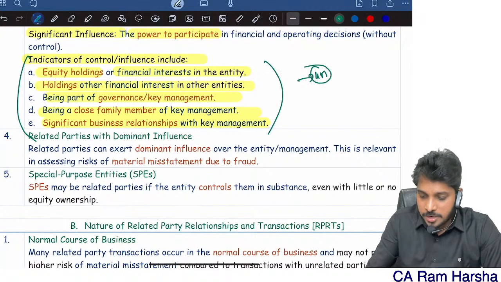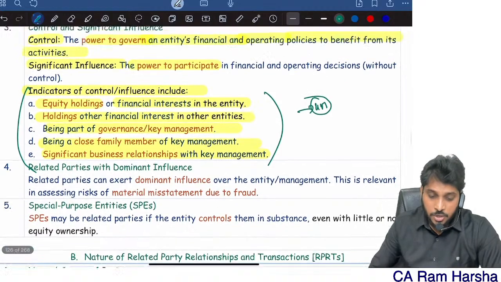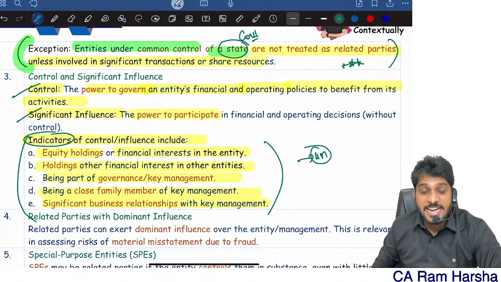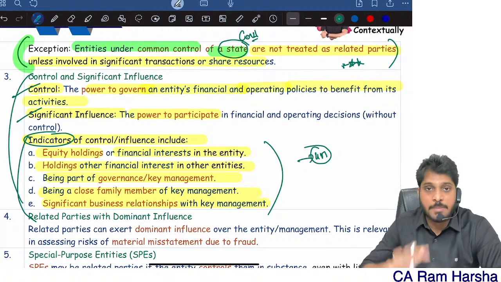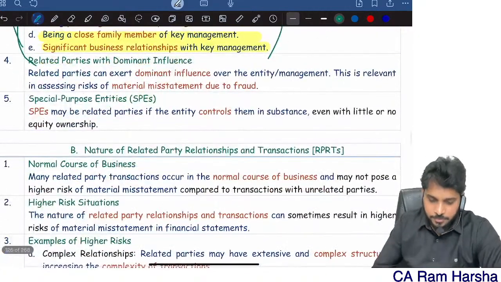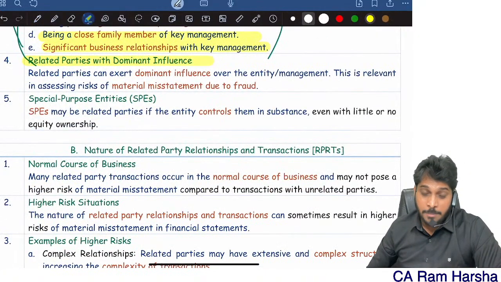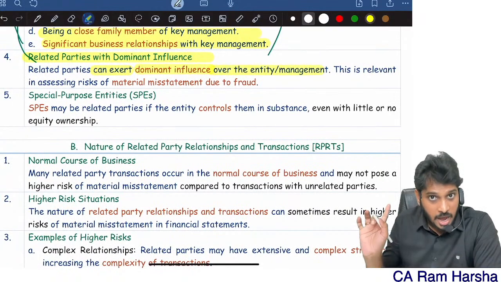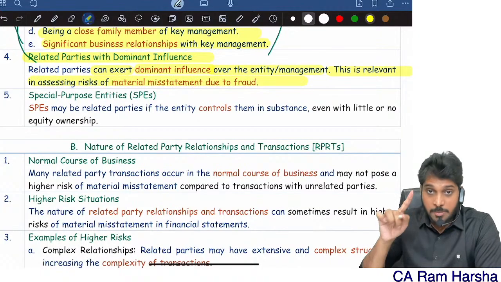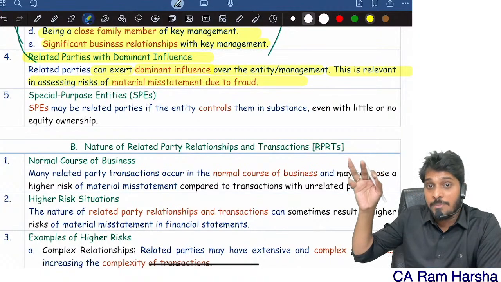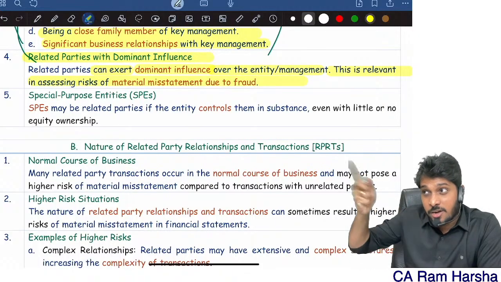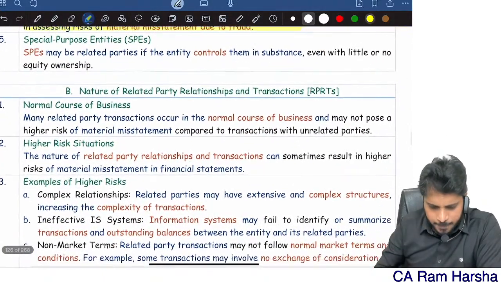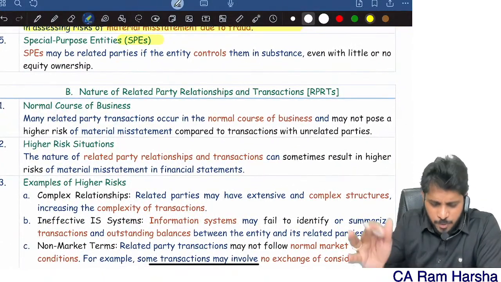They may ask you this as a 4 marks question: define control and significant influence, and what are the indicators of control and indicators of significant influence. They may ask you this entire segment as a 4 marks question. Next, some related parties will have a dominant influence. Related parties can sometimes exercise dominant influence over our company. This is relevant in assessing the risk of material misstatement due to fraud. Is there any related party who is dominant in the company? I need to know what kind of transactions happen with them. Are there any fraud risk factors in that? Now, the special purpose entity point is irrelevant, not required.